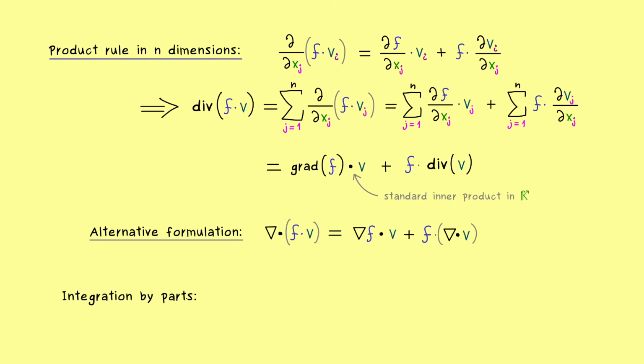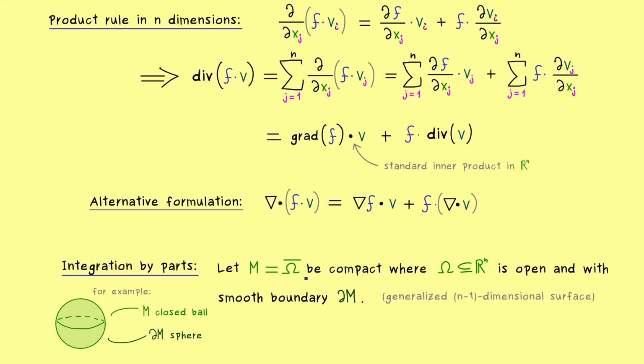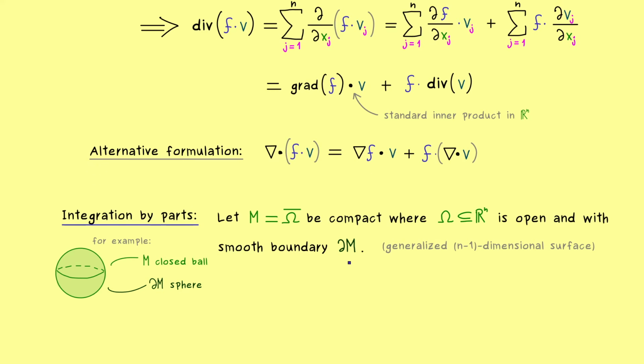Okay, and now we can do a really nice calculation by just integrating on both sides. And in fact, what we get then is what we call integration by parts in n dimensions. It's exactly the same thing as in the last video. We need to integrate over a compact volume, like a closed ball. In that case, we have a boundary, which is a generalized closed surface. So this is the condition we have here, a compact volume that has a smooth boundary ∂M.